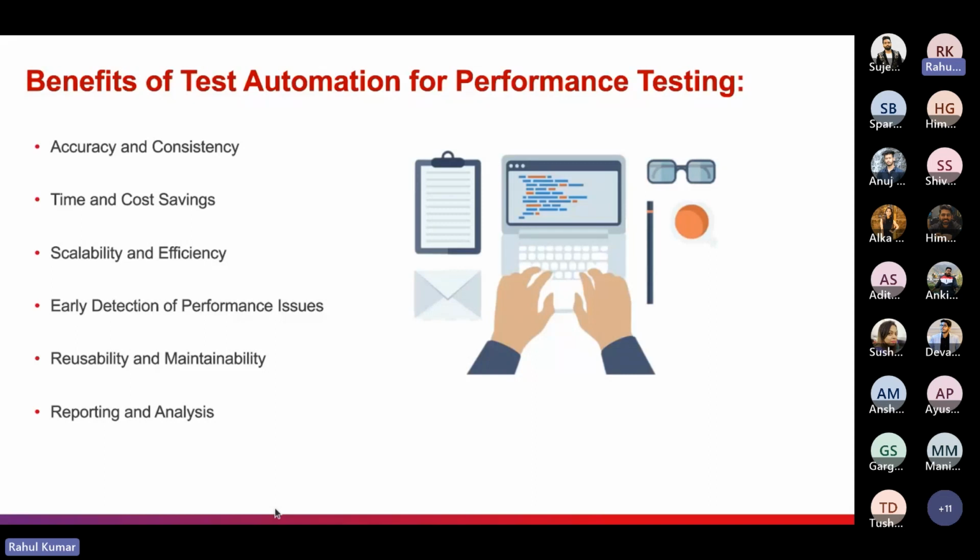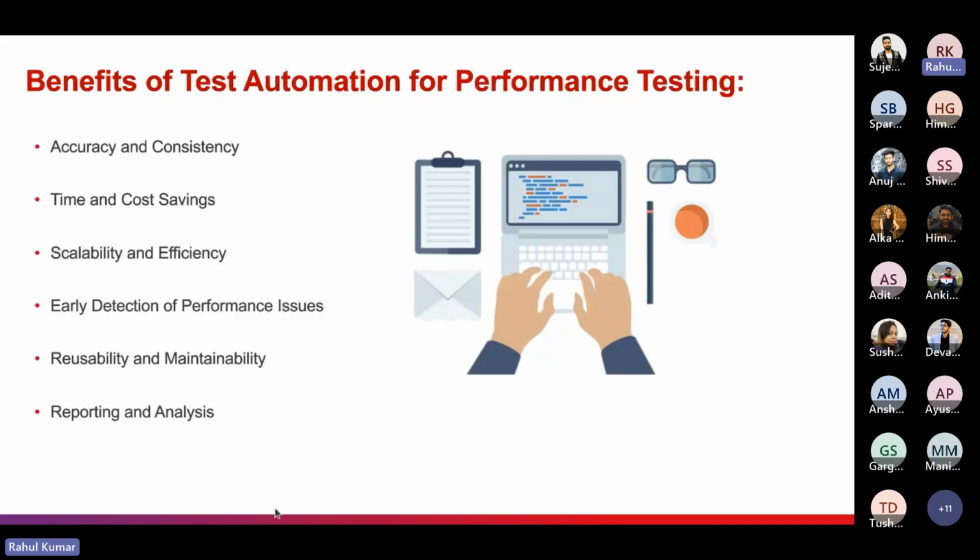Fourth one is early detection of performance issues. In this section, test automation facilitates the early identification of performance issues and bottlenecks during the software development lifecycle. So we can detect the issues earlier and fix them, so we can save the time and cost for the issues.